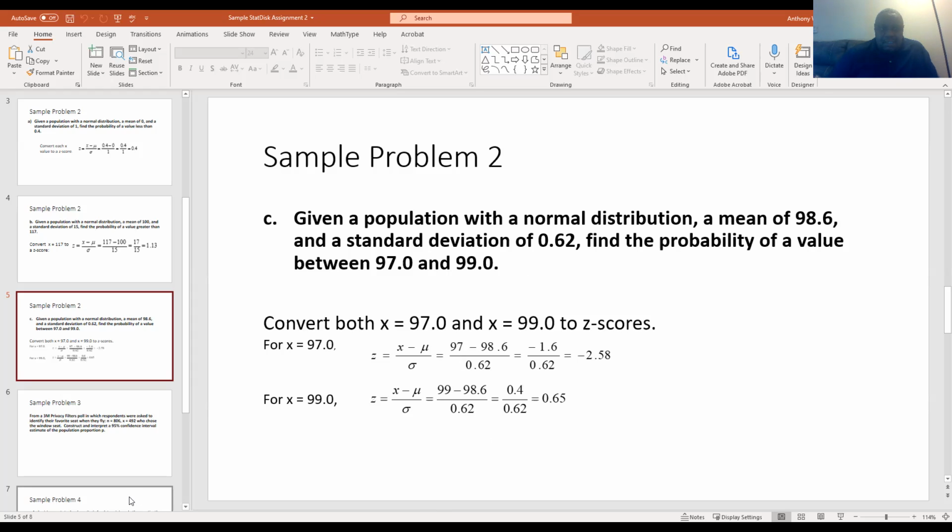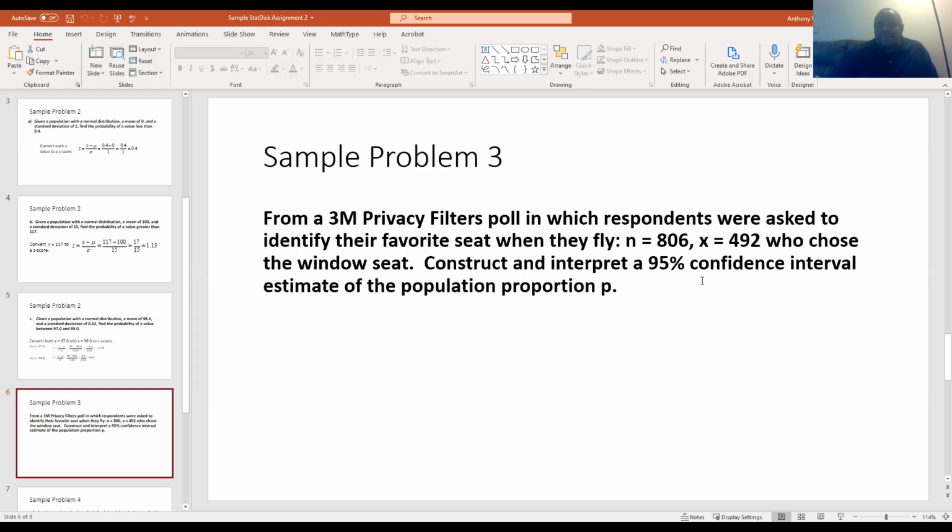All right, now let's look at sample problem number 3. It says here, from a 3M privacy filters poll in which respondents were asked to identify their favorite seat when they fly, n is equal to 806 and x is equal to 492, who choose the window seat. Construct and interpret a 95% confidence interval estimate of the population proportion p.